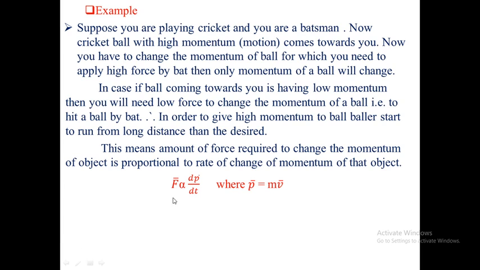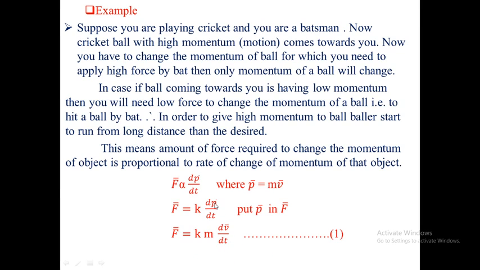This force, the external unbalanced force, is directly proportional to dp bar upon dt, where p bar is the momentum, and that is nothing but m into v bar. So in order to remove this proportionality sign, we will need some constant that we have taken as a small k. So we can write F bar equals k into dp bar upon dt, and now we have to put this value of p bar in this equation. So what will we get?